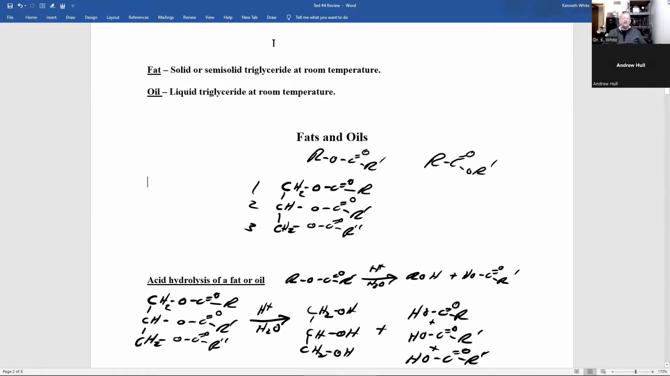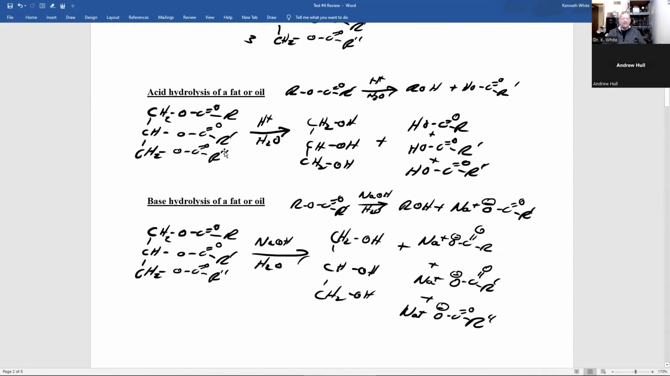So what's the key ester in a fat and oil? What's the key functional group in a fat and oil? An ester. Now, just like you learned for test number 3, key reactions that we'll go over for fats and oils, you've already learned for esters.